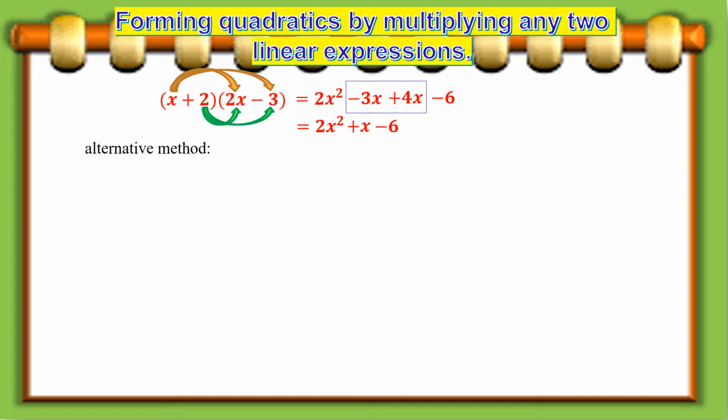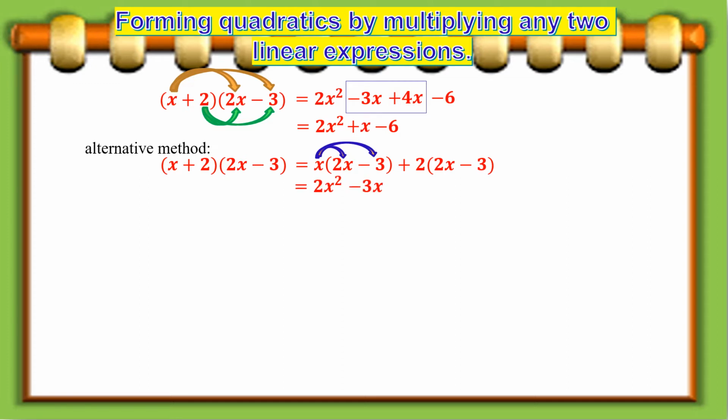Now let us use another method, or the alternative method. So in here, we are going to distribute x and 2 to 2x minus 3. So in doing this, we are going to multiply x times 2x, then x times negative 3, which is equal to 2x squared minus 3x.